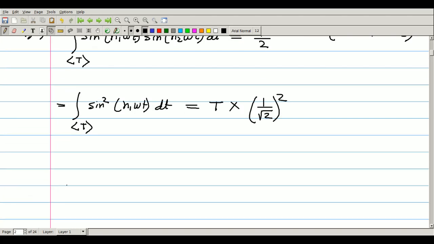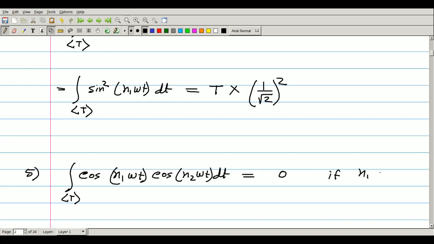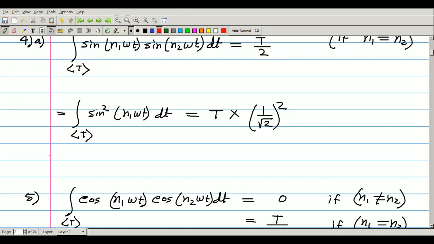Now in the same way, you can prove that integration of cosine n1 omega t cosine n2 omega t over a complete cycle will give us 0 if n1 and n2 are not equal, and it will again give us capital T over 2 if n1 and n2 are equal. To prove this is your homework, but you should remember these 3 facts.